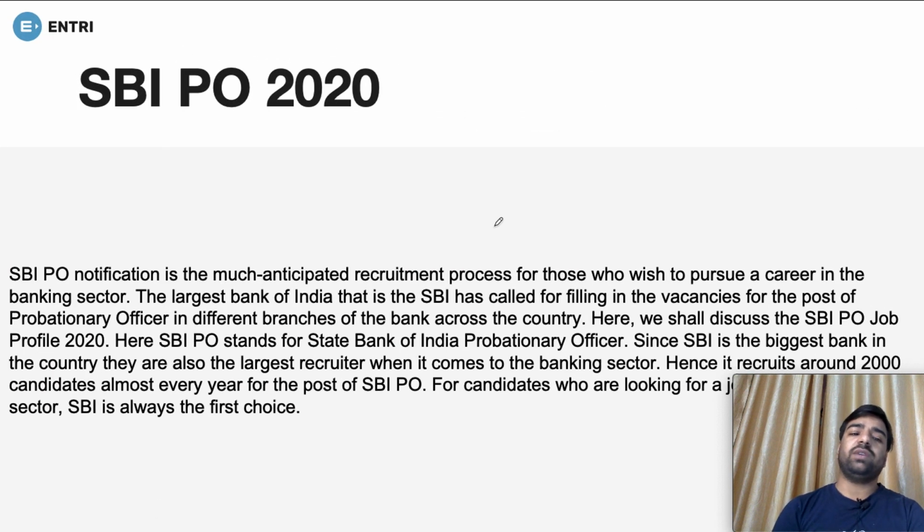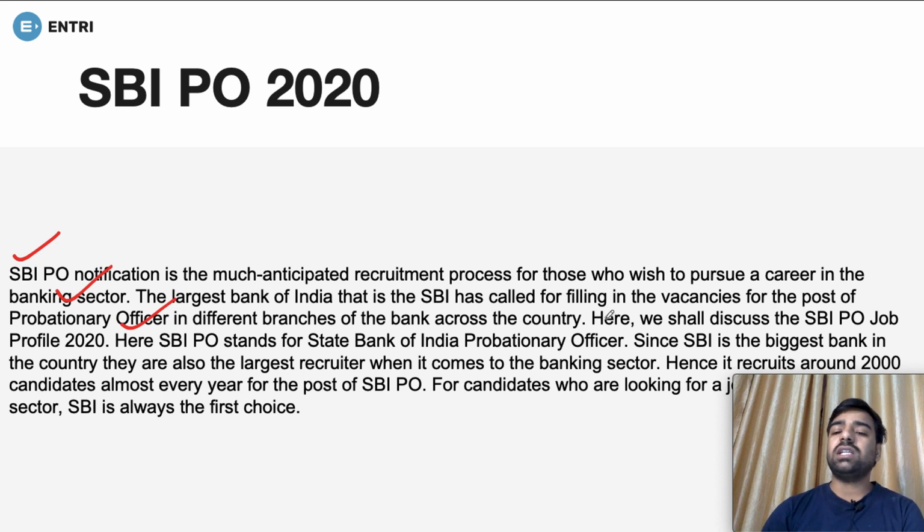SBI PO 2020. The SBI PO notification is a much anticipated recruitment process for those who wish to pursue a career in the banking sector, and that too with the SBI, because SBI is always the love of the candidates, isn't it? So the largest bank of India, that is the SBI, has called for filling the vacancies for the post of probationary officers in different branches of the country.